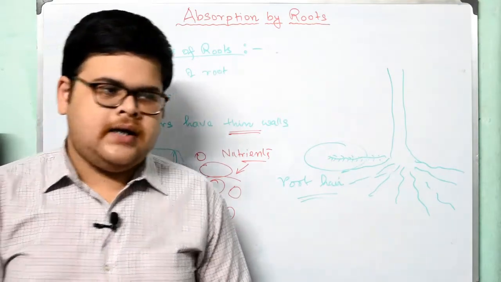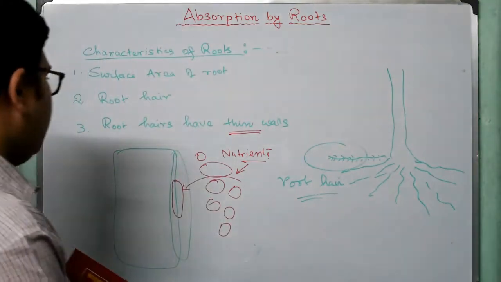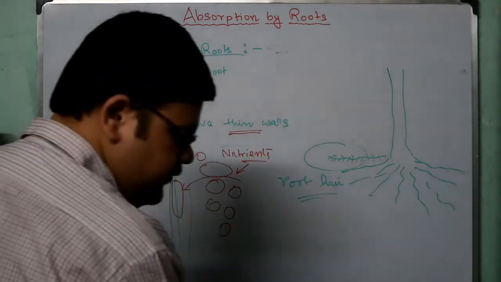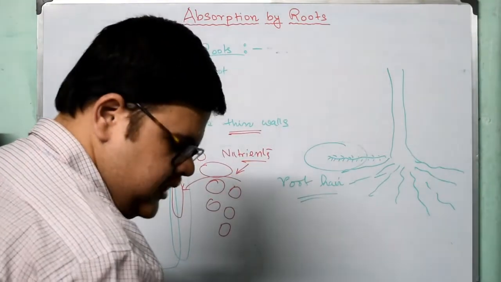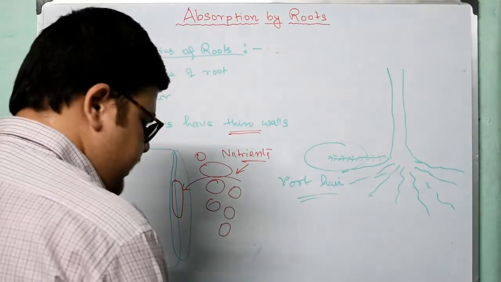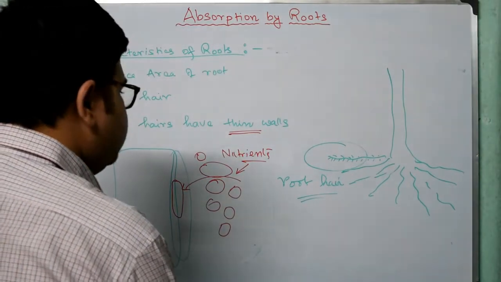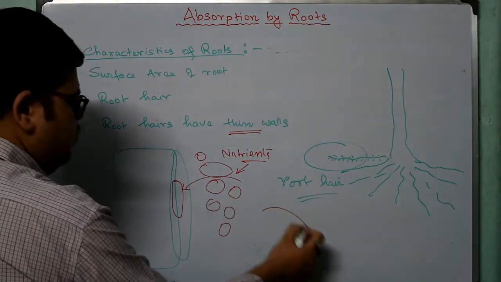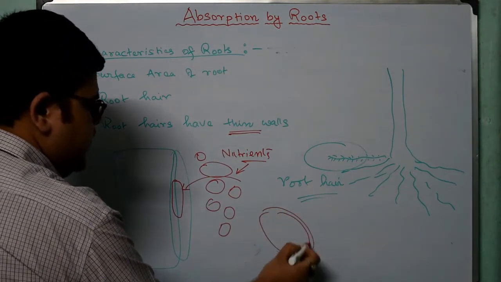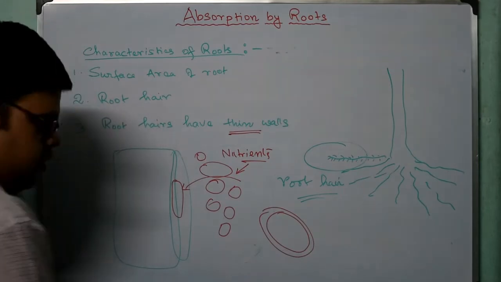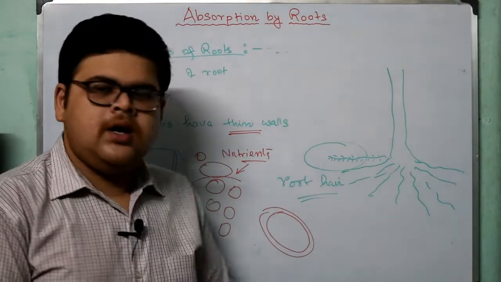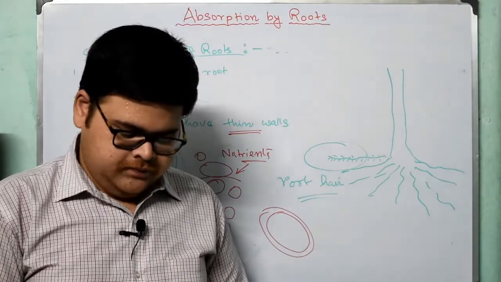So, as I have already told you, root hairs have a thin cell wall, and along with the cell wall, they have another one, as we all know, that is the cell membrane. The first outer ring is the cell wall, the second one is the cell membrane. Now this helps in the particular process of absorption.